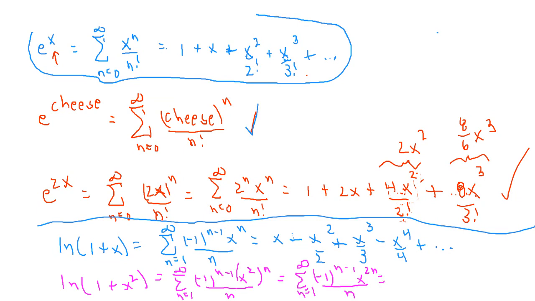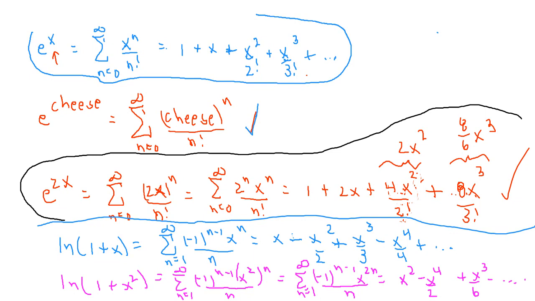Okay. And so if I write out some of the terms of that series, I'd have x squared minus x to the 4th over 2 plus x cubed over 6 minus and so forth. So you see, this allowed us, we have Maclaurin series for both of the functions that we're interested in.